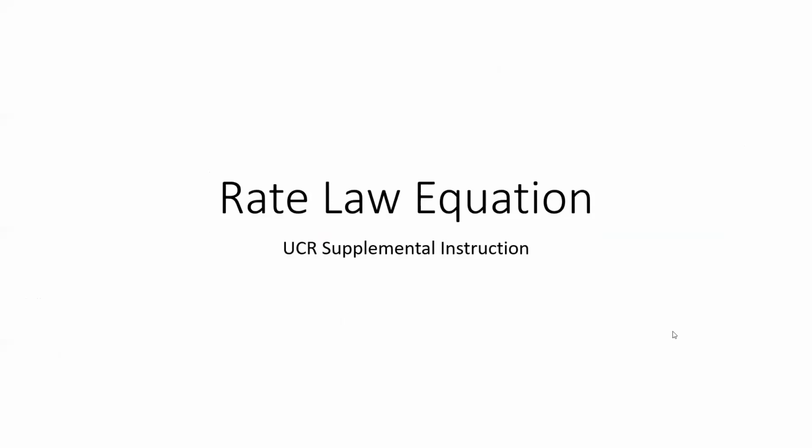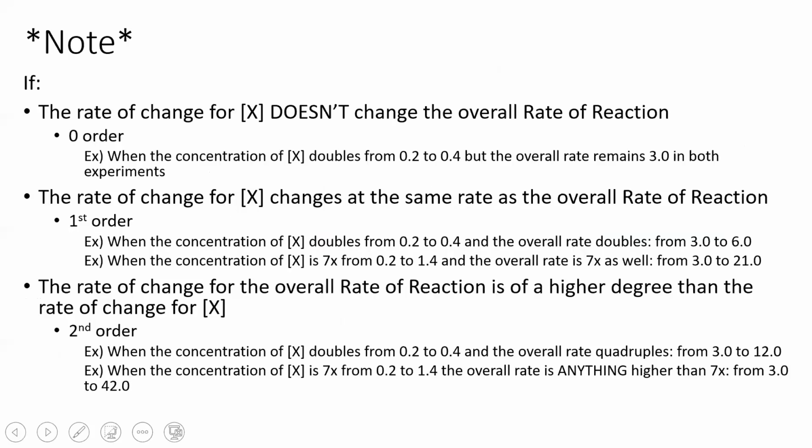Today, we're going to go over the rate law equation. So, before we actually get into the example for today, we're going to go over one giant note. So, basically, how do we identify what order we have with respect to certain reactants in a reaction?